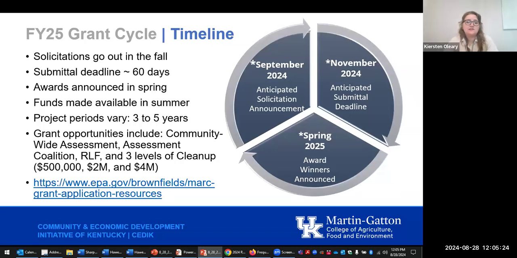And then as far as the timeline goes, this is kind of what we're looking at for this coming year. Solicitations usually go out in the fall, typically September, with a 60-day turnaround time, usually due sometime in November. It keeps getting earlier and earlier, so just be on the lookout for those. The awards aren't announced until the spring.